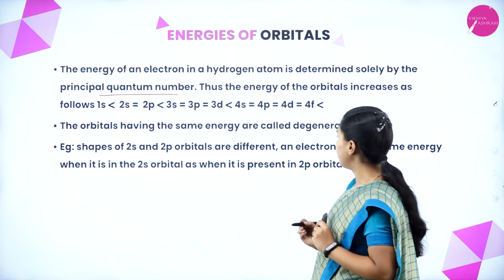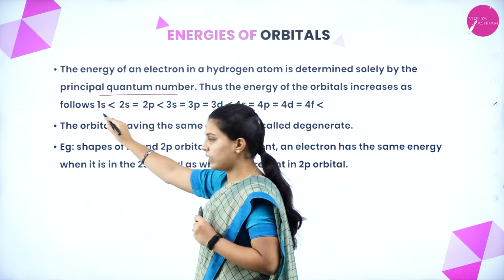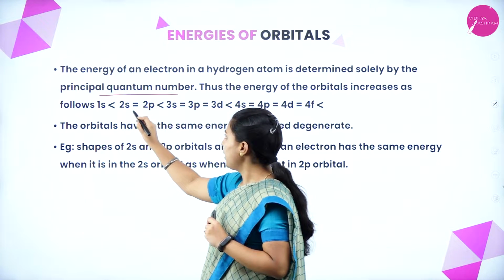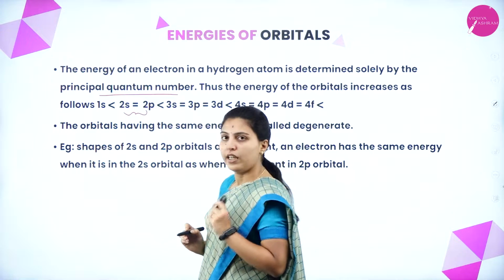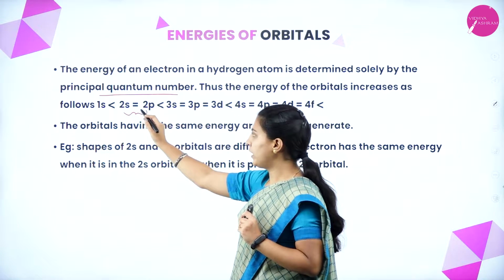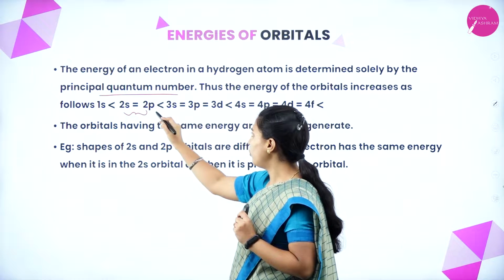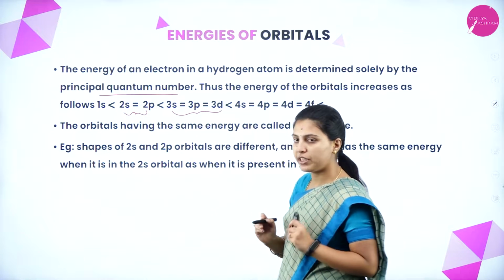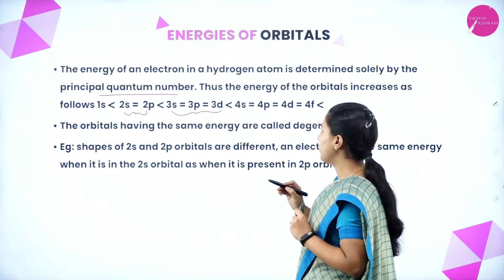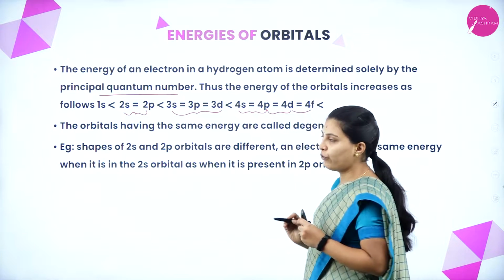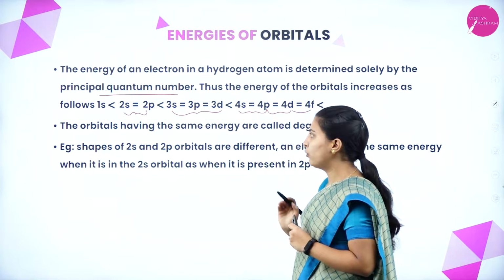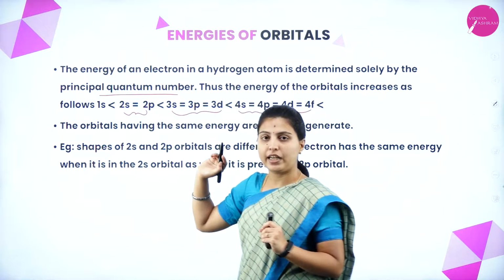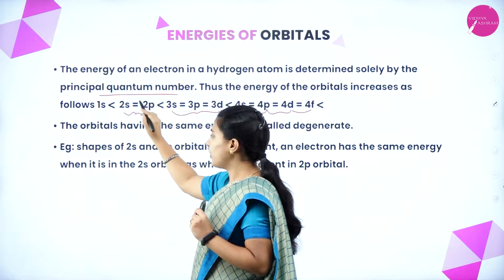Thus, the energy of the orbitals increases as follows: 1s has the least energy compared to 2s. 2s and 2p have the same energy; they are equivalent. Again, 2p is less than 3s. 3s, 3p, 3d have the same energy. 3d is less than 4s. 4s, 4p, 4d and 4f are the same, and it keeps on going. Wherever the least energy is present, this mark will be there. If it is equivalent, we will show it with equals.